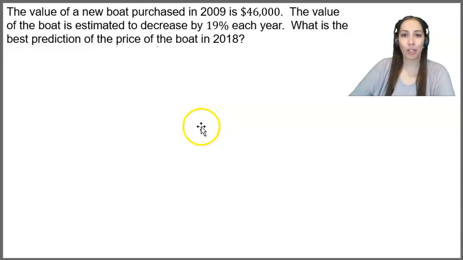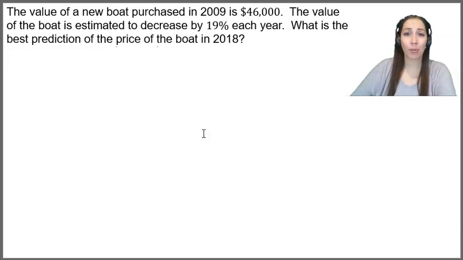The value of a new boat purchased in 2009 is $46,000. The value of the boat is estimated to decrease by 19% each year. What is the best prediction of the price of the boat in 2018? How am I going to figure out what the price of a boat is going to be if it is decreasing in value?